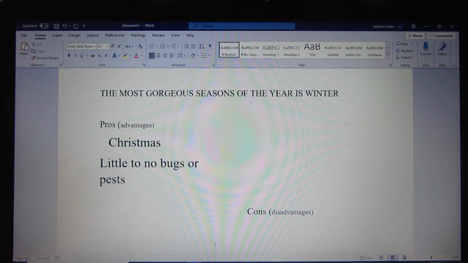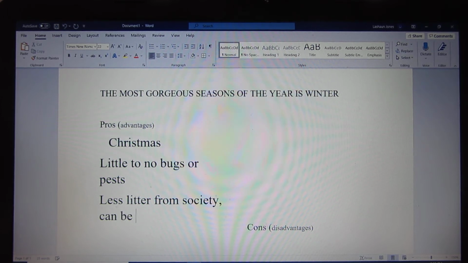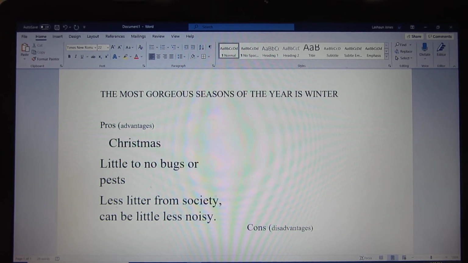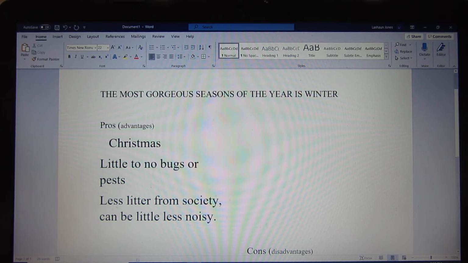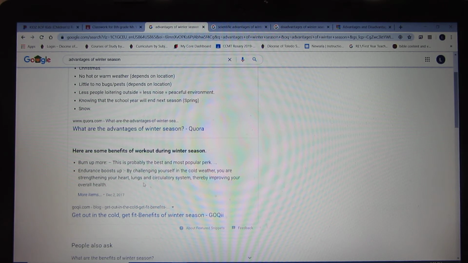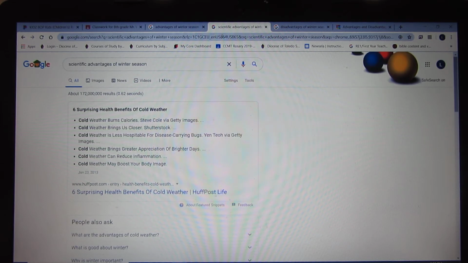So I just put down you have less litter from society, right? And I'll add to that, can be not as noisy. It could be a little less noisy. Not in every situation though. Some places can still be just as loud. Okay. So far I have 1, 2, 3 things down. I want to get about 10 if I can. The more things I put down, the easier it will be for me to write this paper.